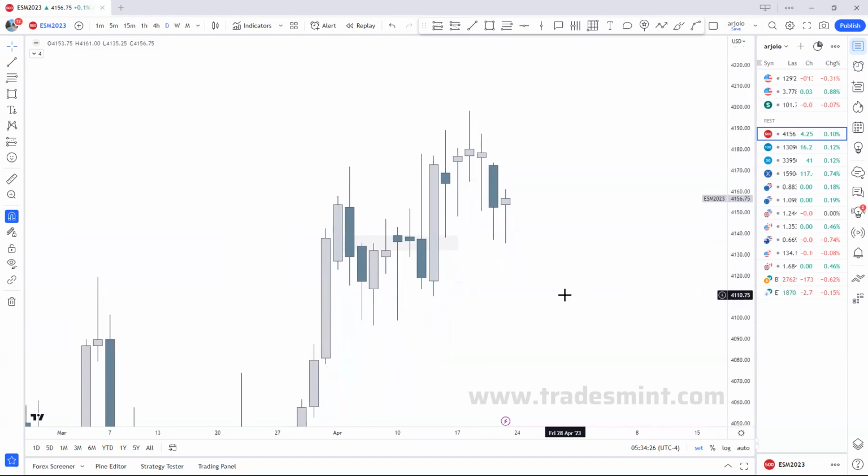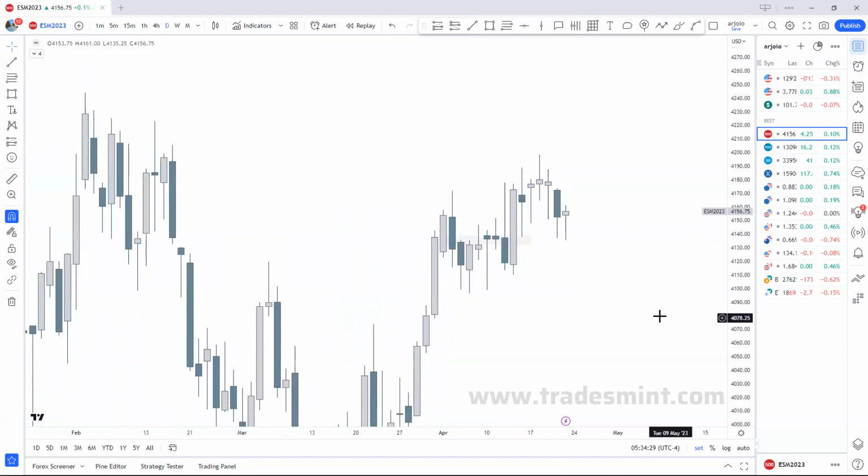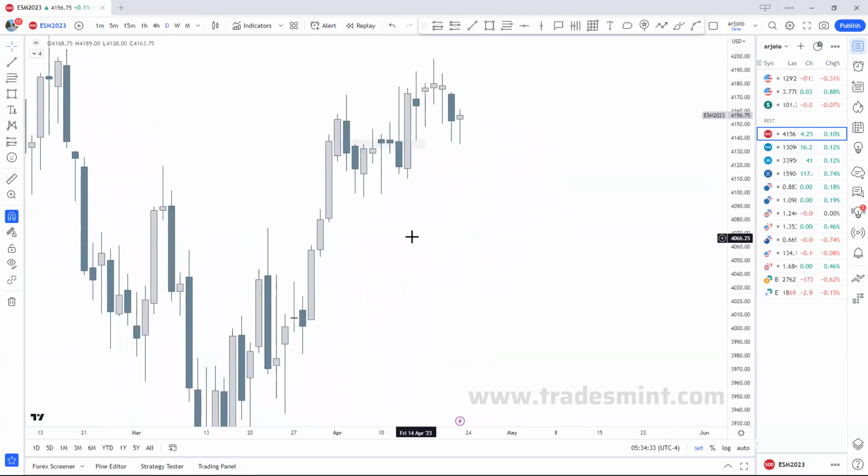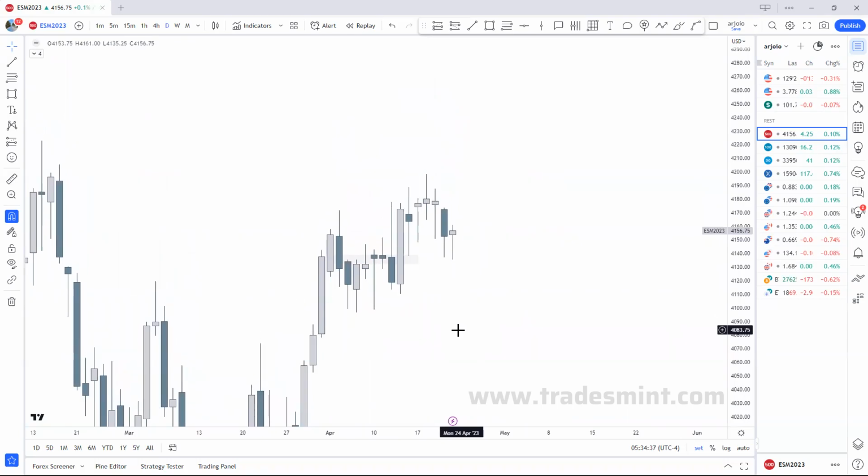Daily, oof, this is ugly. This is a lot of wicks, a lot of wicky price action. In this situation, I just wouldn't even bother to try to predict price here. Why? It's not that it's impossible. It's just very ugly price action. So what I like to do is think in my mind, let's remove all the wicks.